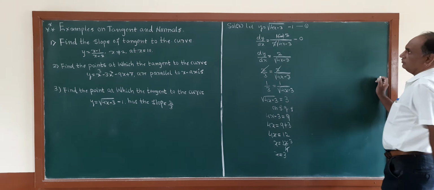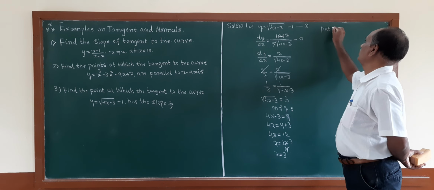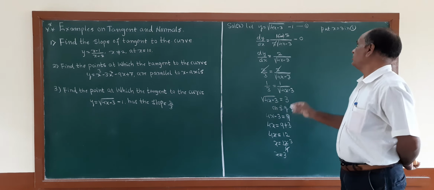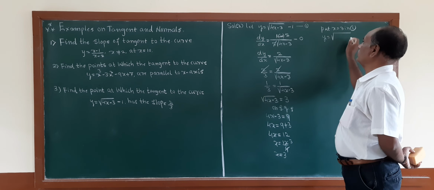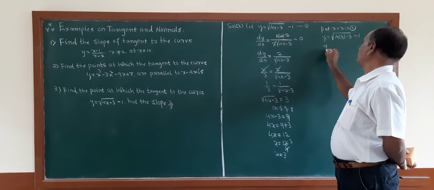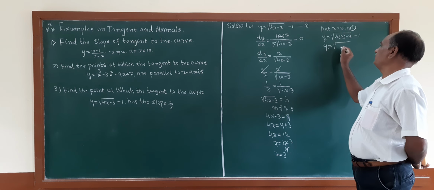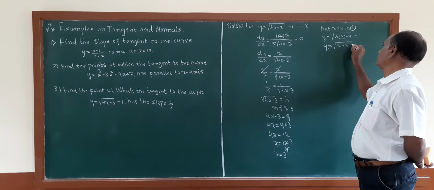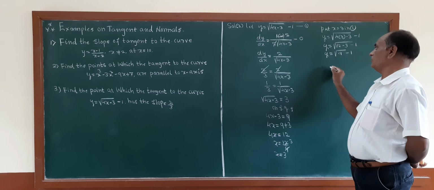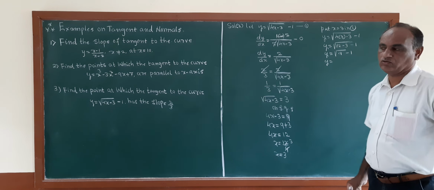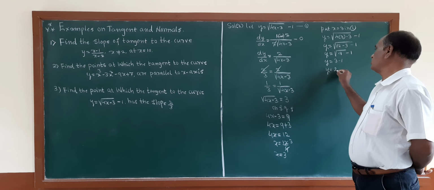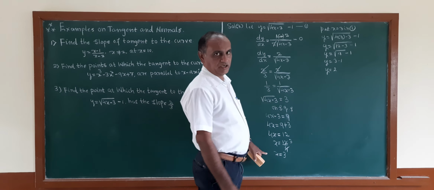Then similarly you have to find the value of y. Very simple: put x equal to 3 in equation number 1, substituting x to get y. Therefore y is equal to the square root of 4 multiplied by 3 minus 3, then minus 1. So y is the square root of 12 minus 3, which is root 9, minus 1. Root 9 is 3, then minus 1. Therefore the value of y is 3 minus 1, that is 2. So x is 3 and y is 2.